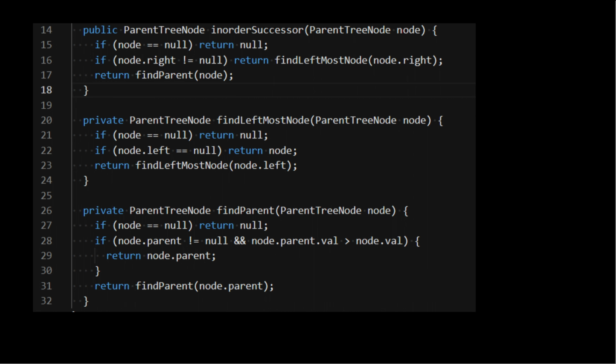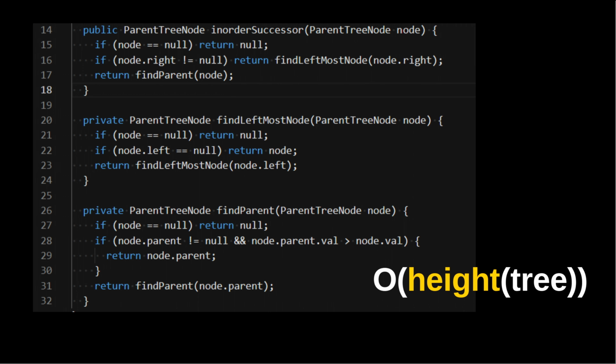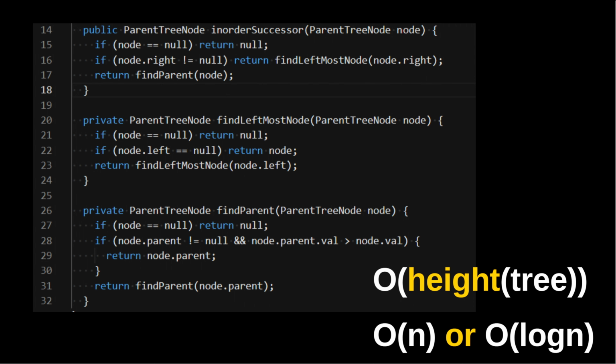Before we test the code, let's talk about the time complexity. The time complexity should be big O of the height of the tree. If we are given a pathological tree where one side is unbalanced, then the runtime can be as much as big O of n. If we have a balanced tree, then the runtime is big O of log n. Now let's test if this works.